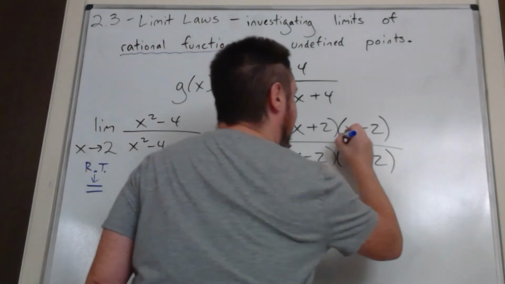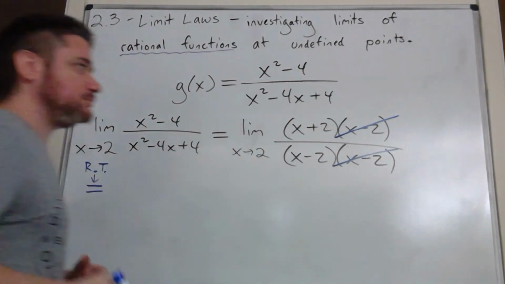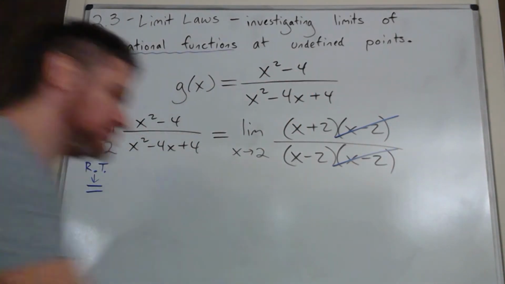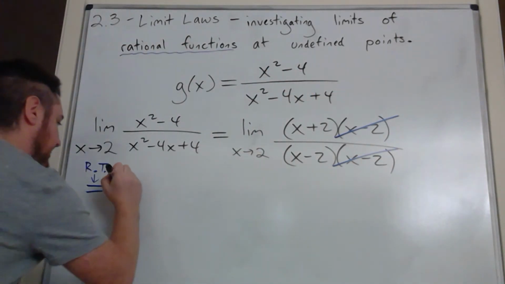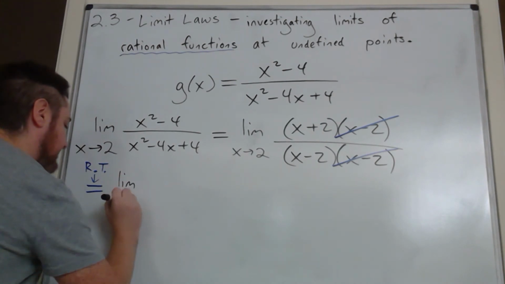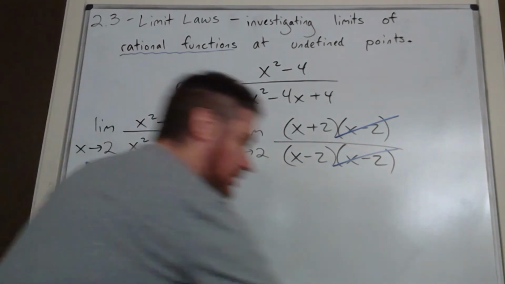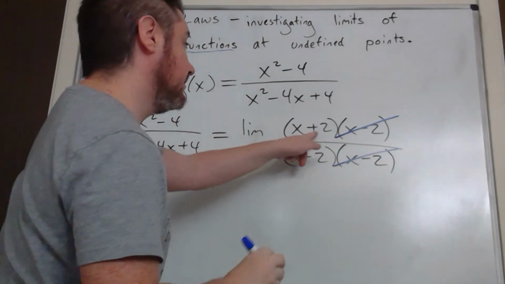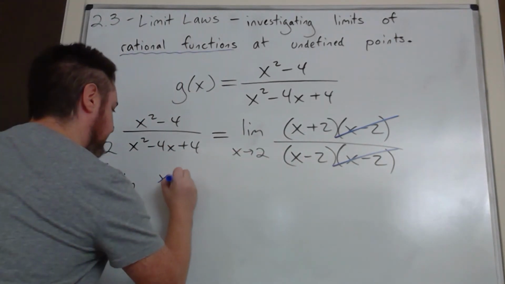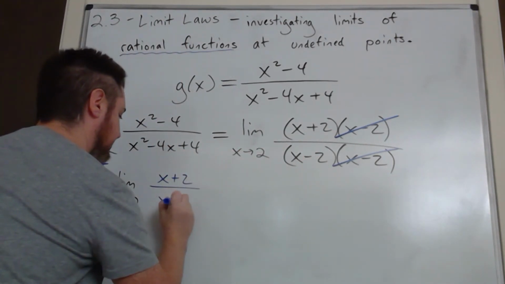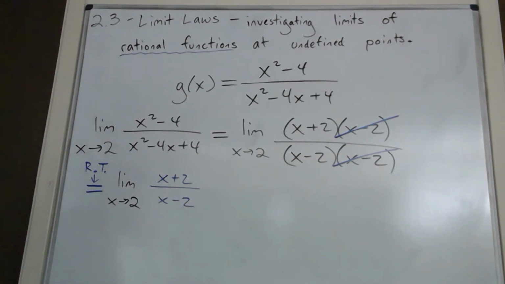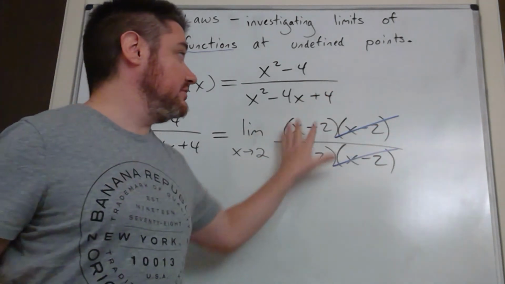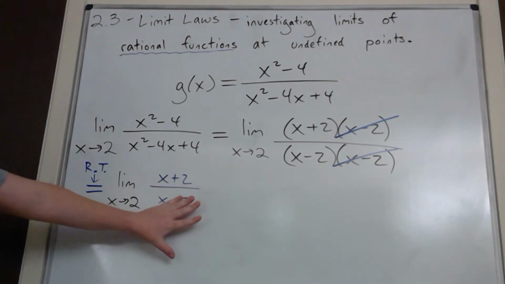So, and I'll use the blue again, I'm crossing out those 2 terms right there. And so what I'm left with now is the limit as x approaches 2 of what's left behind, right? Which is just simply this x plus 2 over x minus 2, okay? That was our replacement theorem. I substituted that expression with this expression, okay?